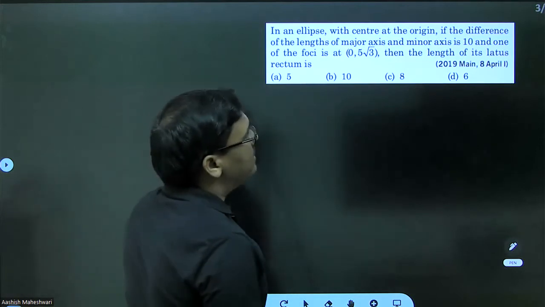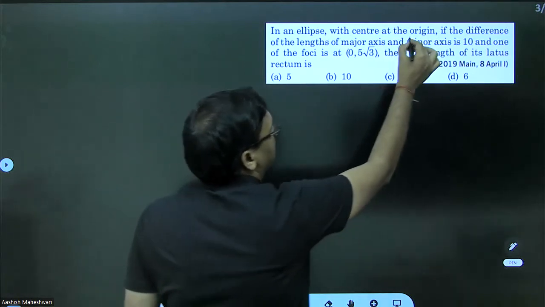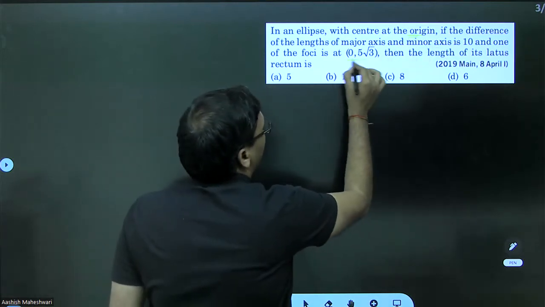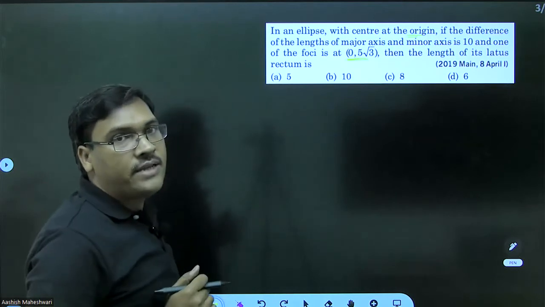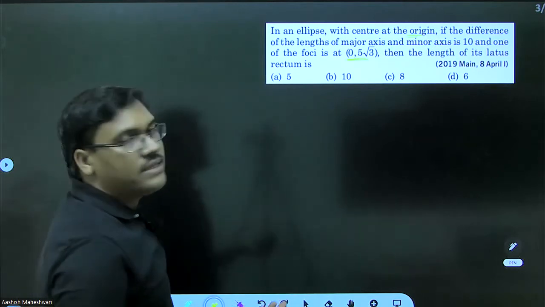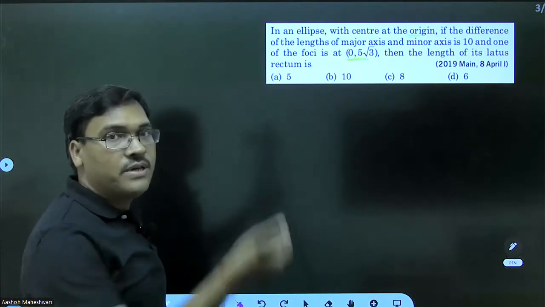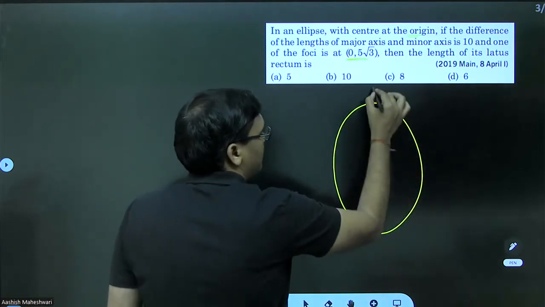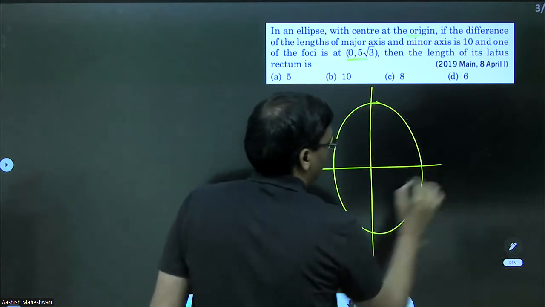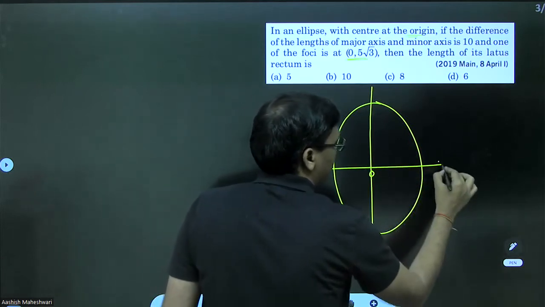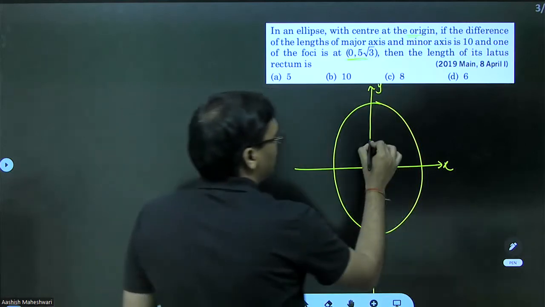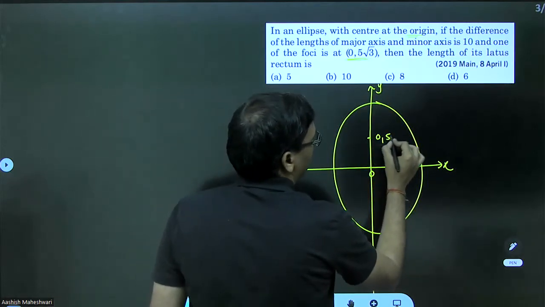Again, you observe here, it is given that the center is at origin. One of the foci is 0, 5 root 3, that is on the y-axis. Then obviously the ellipse will be a vertical ellipse. You can see again the same thing. This is the ellipse, origin, center, this is x-axis and y-axis, right? One of the foci, this is 0, 5 root 3.